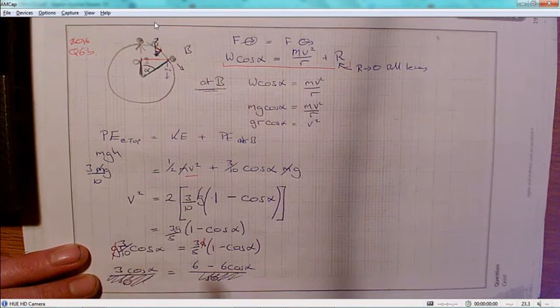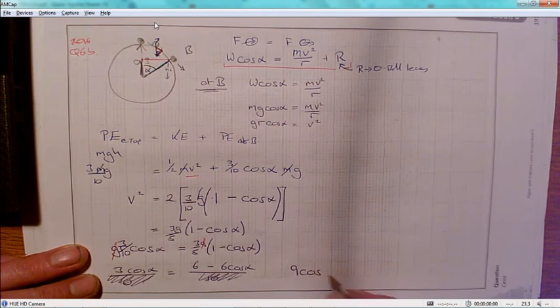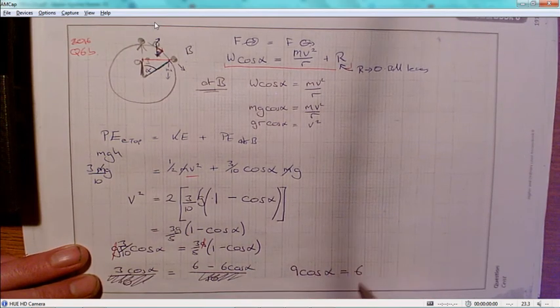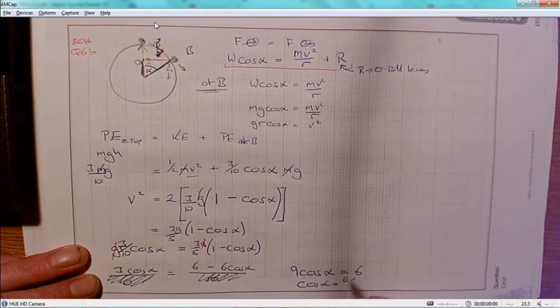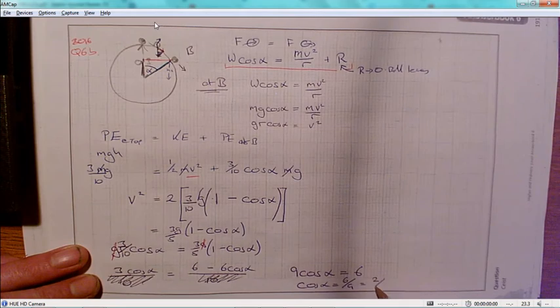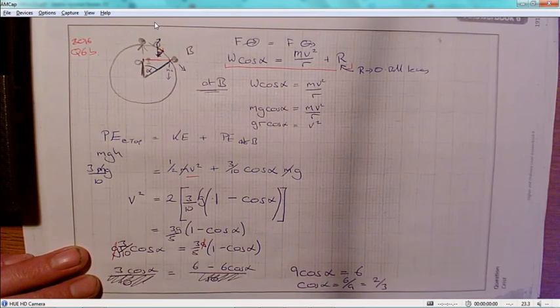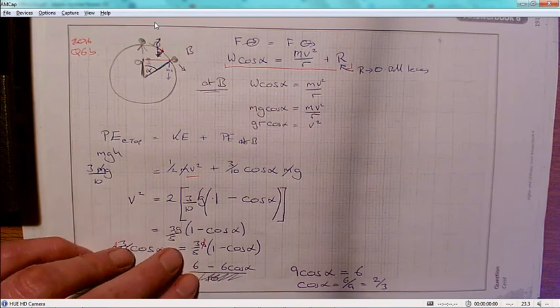So 3 cos alpha minus 6 cos alpha makes 9 cos alpha is equal to 6. So cos alpha is equal to 6 over 9, which in most people's words is 2 over 3. So that's cos alpha. They didn't ask for cos alpha. I did say I needed to find alpha earlier.